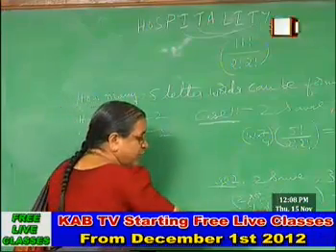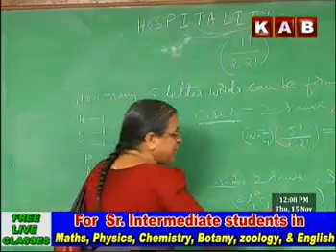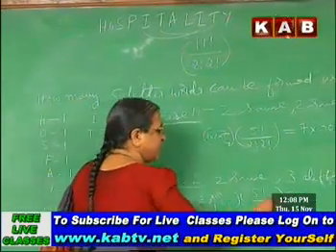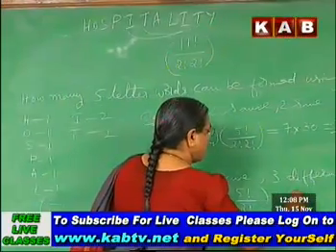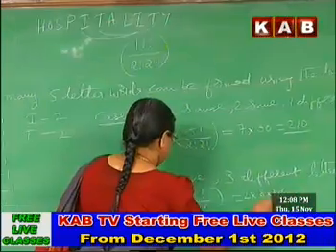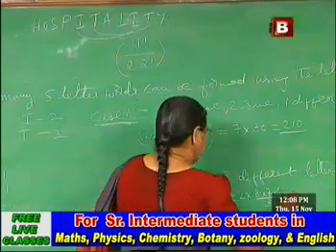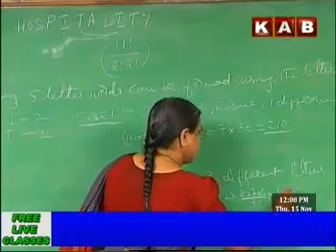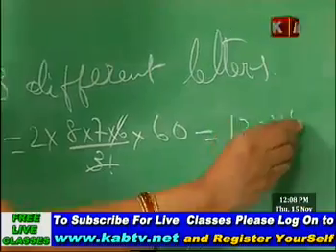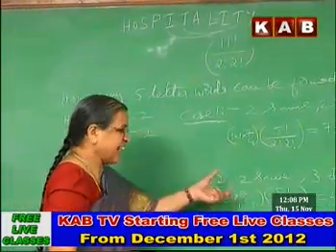Here we have three different letters and two same letters. 5 letters can be arranged in 5 factorial by 2 factorial. That comes out to be 2 into 8C3, that is 8 into 7 into 6 by 3 factorial, into 5 factorial by 2 factorial, which is 60. So 120 into 56. This is the number of 5 letter words in the second case.